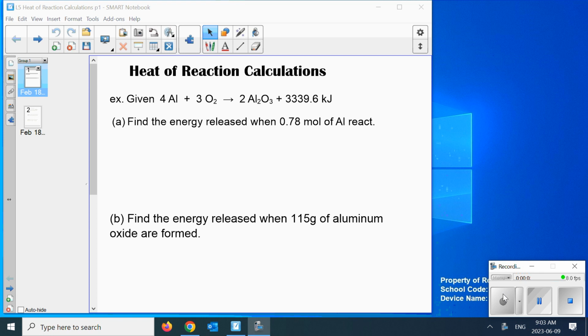We took up questions, but we're going to just start the last section of new material for the whole course. Heat of reaction calculations. Now, using a balanced reaction with energy is really what this is all about. So, away we go.